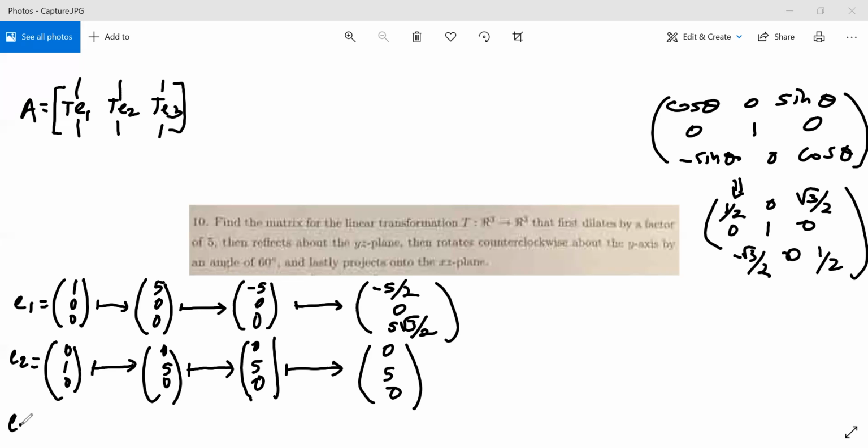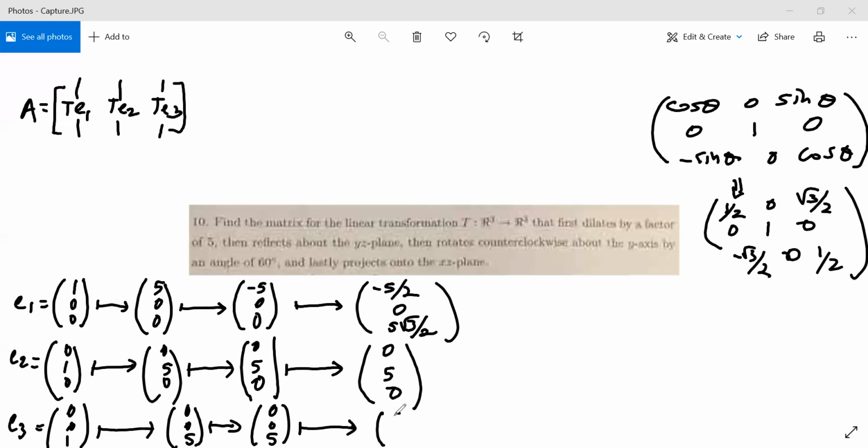And then do the same thing with e3. So e3 is (0, 0, 1). After dilation, it will be (0, 0, 5). And then after reflection in the YZ plane, again you keep Y and Z the same, so that will still be the same. And then you rotate it by 60 degrees, which is going to be 5 times square root of 3 over 2, and then 0 here, and then 5 over 2 here.